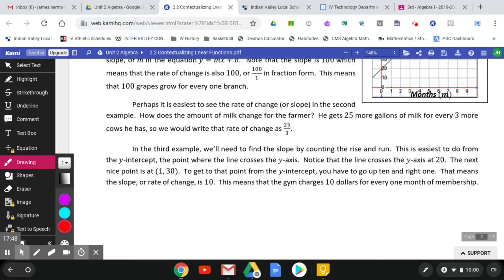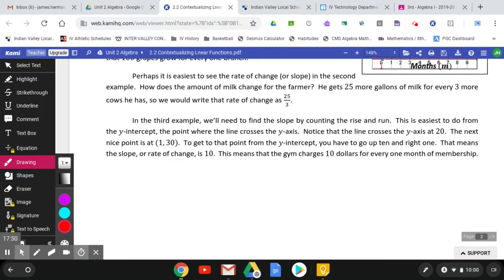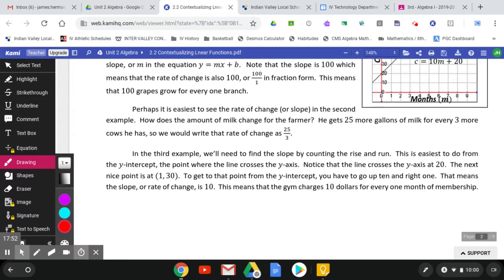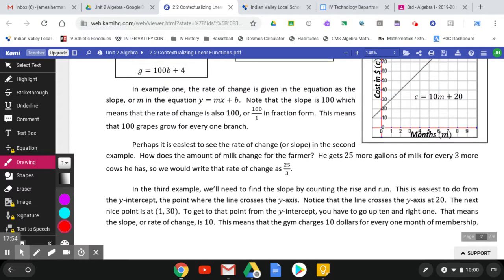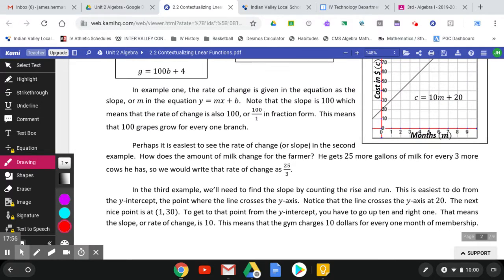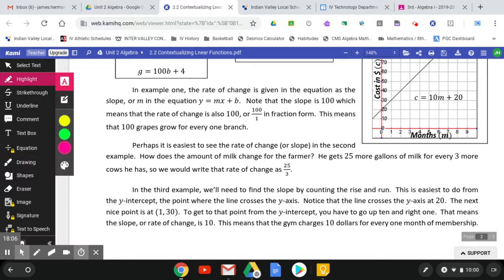Anybody else? Nobody? Nothing for that rate of change? We just know rate of change so well. Shelby? I basically highlighted mostly everything because I thought everything was important for that. All right, so in example 1, the rate of change is given in the equation as slope.